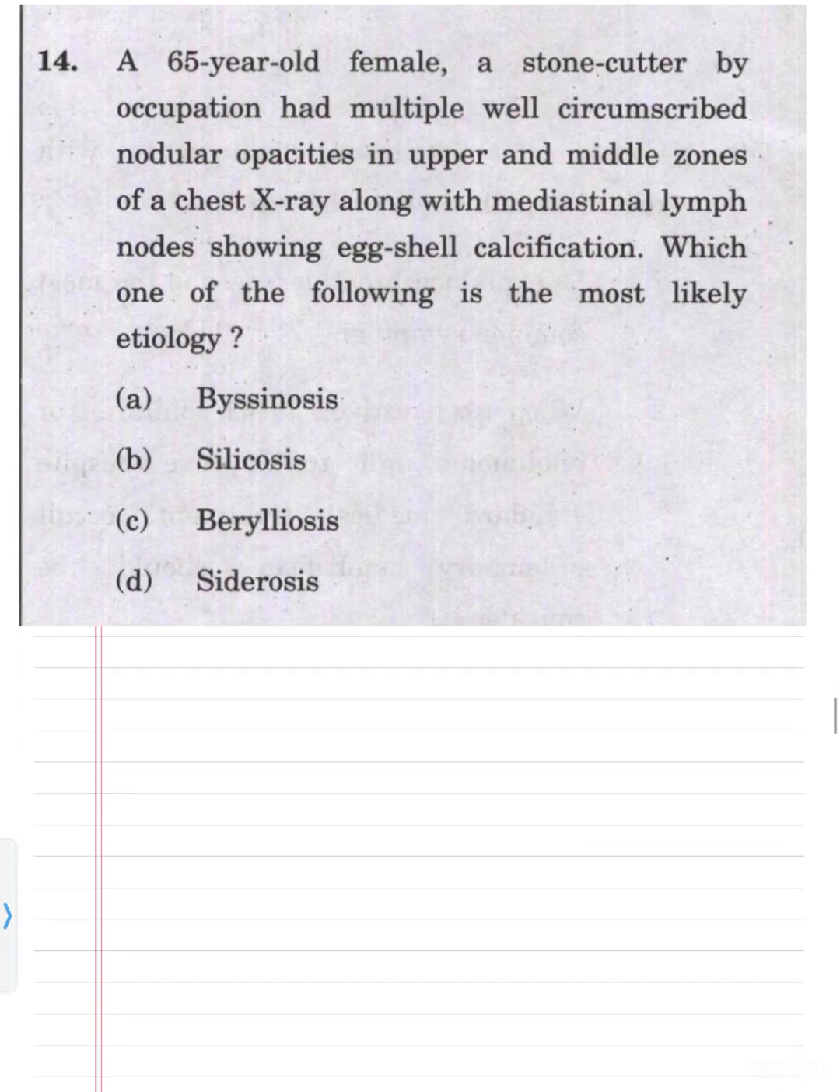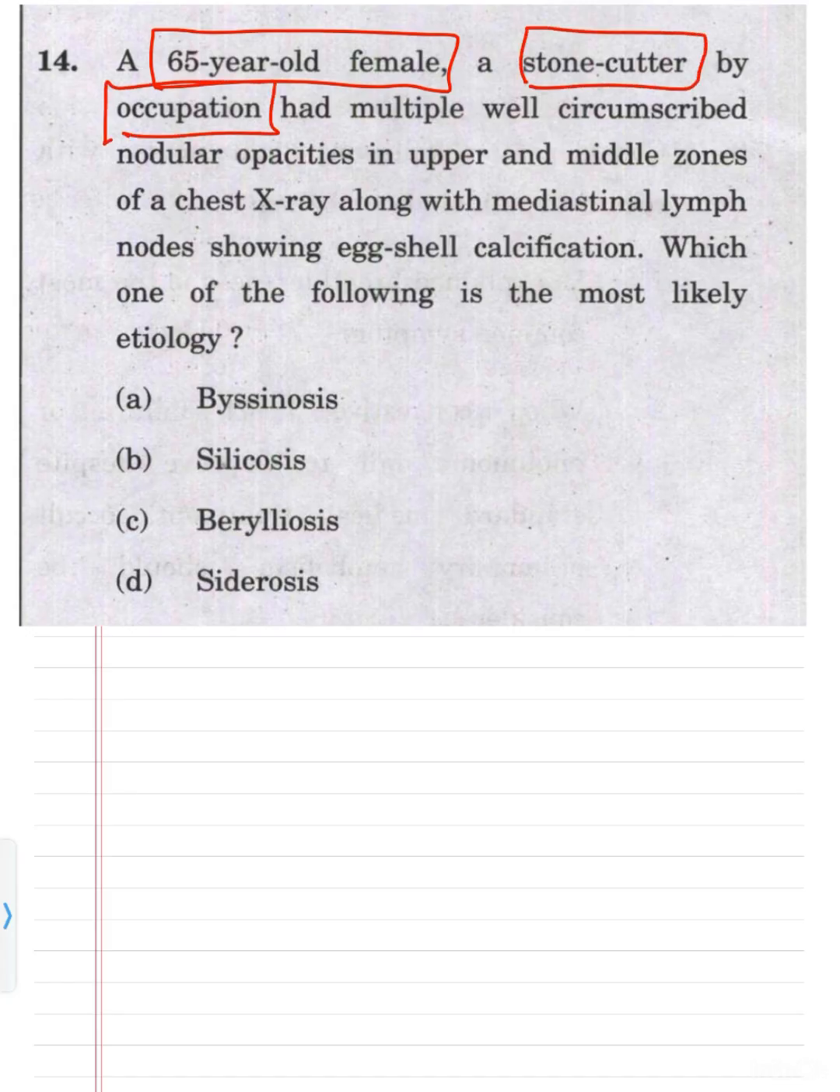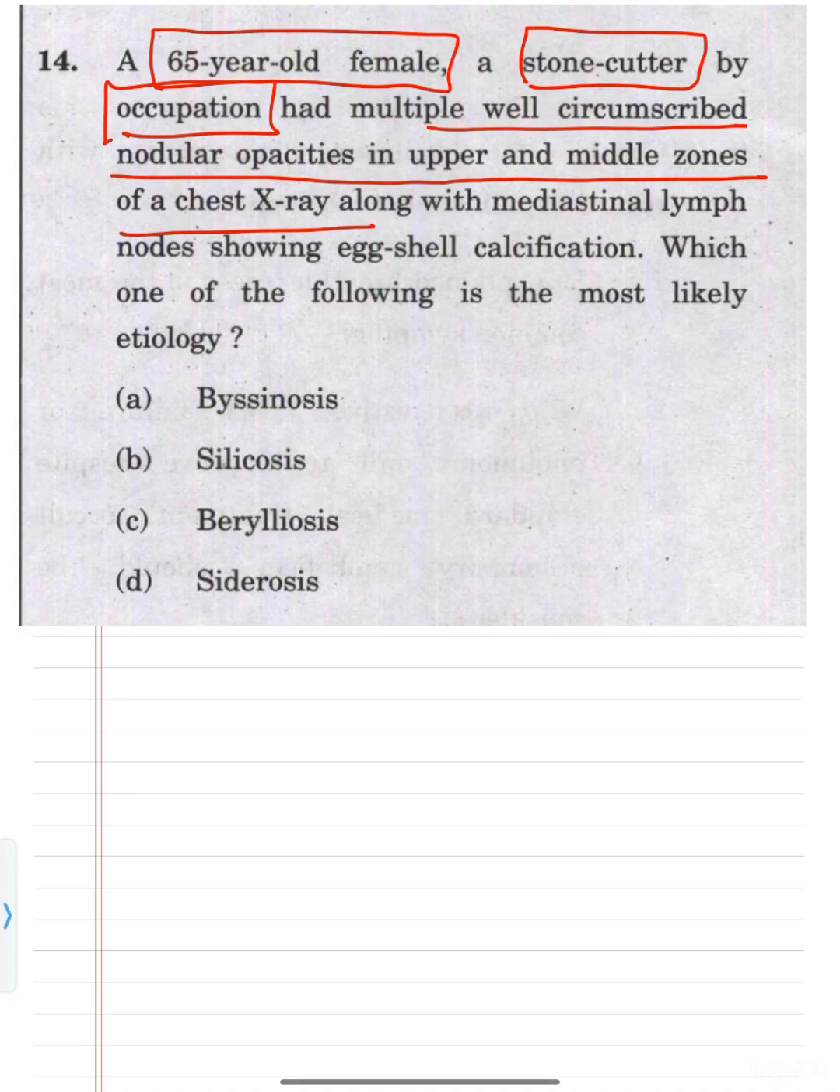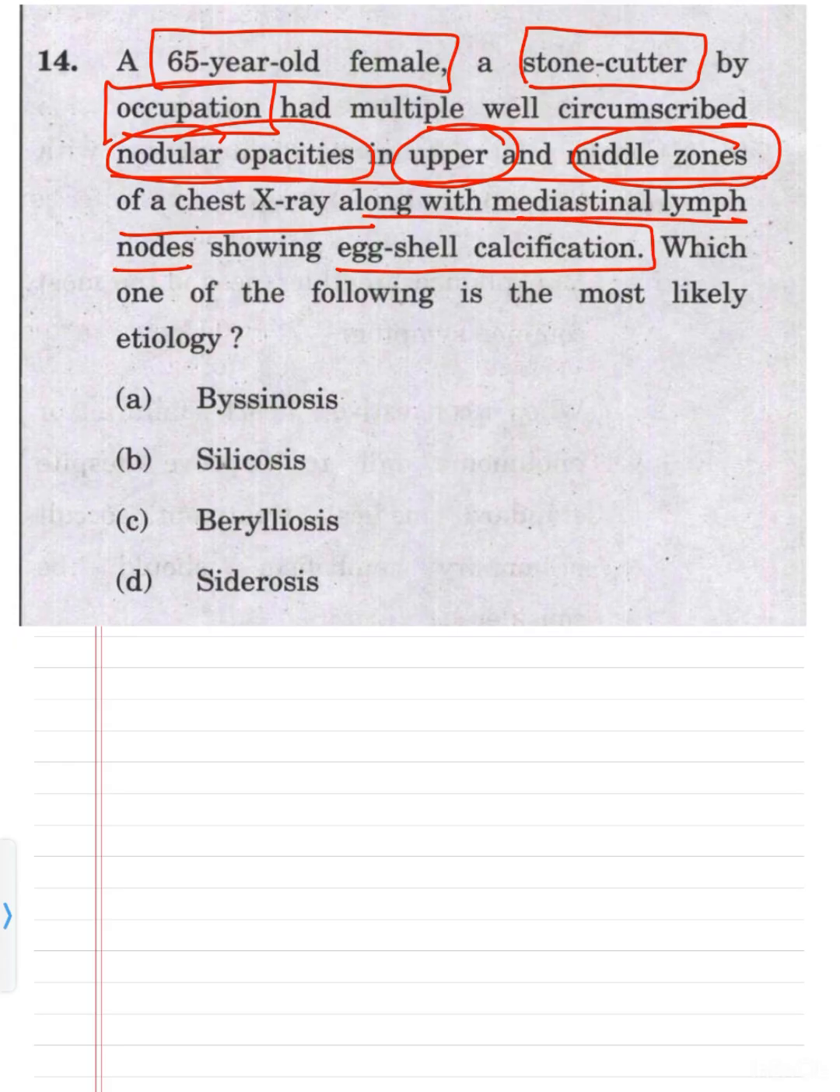Now coming to question number 14. A 65-year-old female, so an old female, a stone cutter by occupation, had multiple well circumscribed nodular opacities in the upper and middle zone of the chest x-ray. So you went for the chest x-ray, and what you are seeing is nodular opacities in the upper zone and the middle zone. Plus, there are mediastinal lymph nodes which show eggshell calcification. Now, this is very characteristic. Which of the following is the most likely etiology?